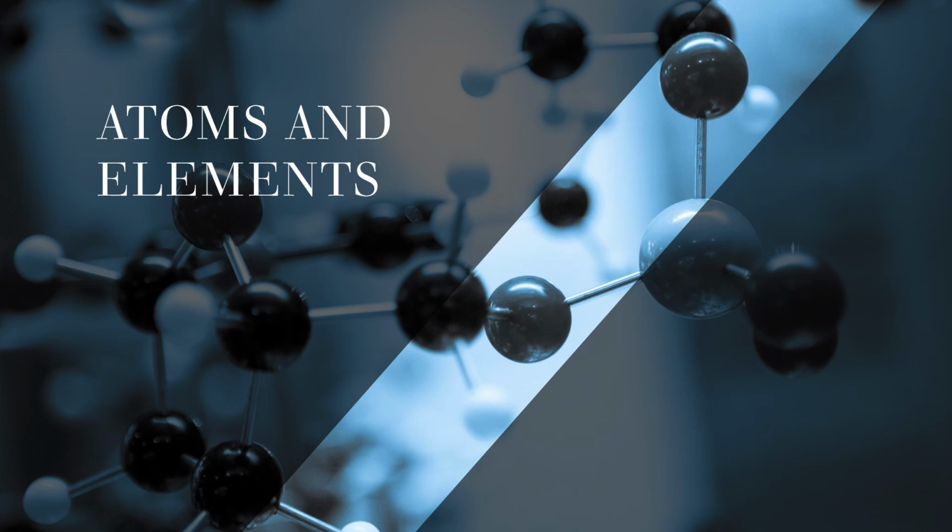Understanding the periodic table. The periodic table organizes elements into rows called periods and columns called groups or families based on their atomic structure and properties. Let's write down the key features of the periodic table. Periods, rows. The rows in the periodic table are called periods. Each period represents the filling of a new electron shell.